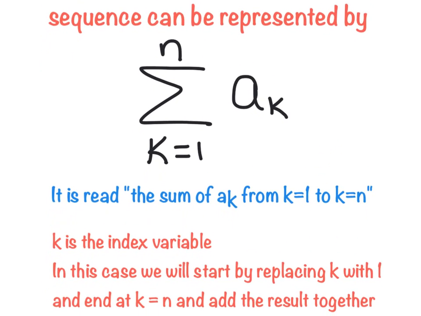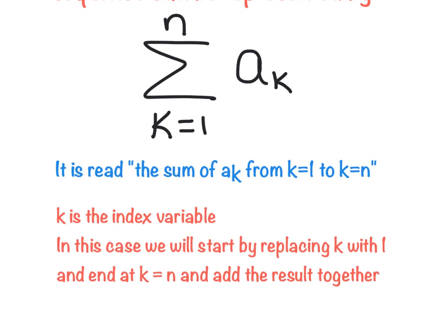A few more tidbits here. K is known as the index variable. There's probably a new word for us: k is the index variable. And here's how we attack this. In this case, we will start by replacing k with 1 and end at k equals n and add the result together. So we're going to start by substituting this k value of 1 in. We're going to plug in all the numbers up to n and add those together.